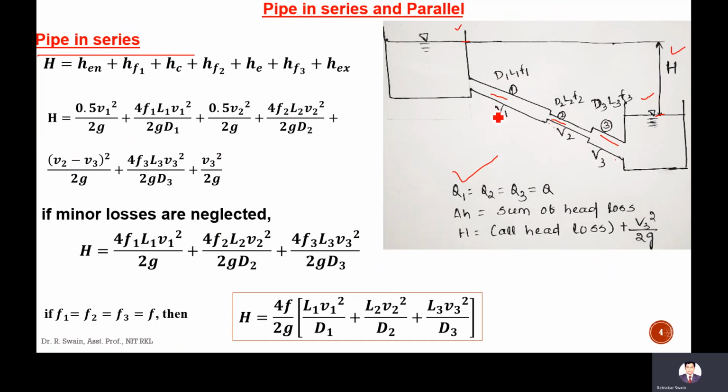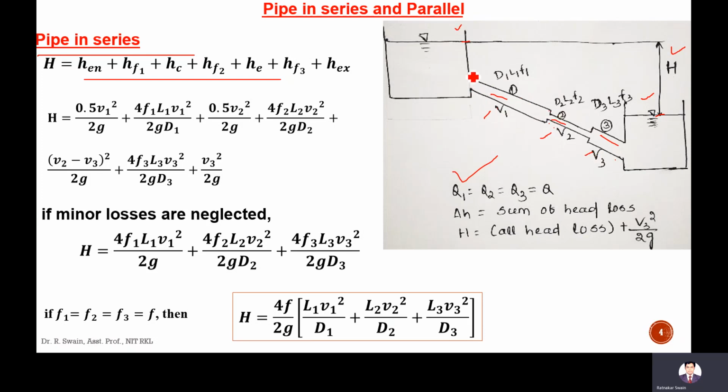The total energy head loss is equal to the summation of head loss of all the pipes. That means HL is equal to HL1 plus HL2 plus HL3. In series, the head loss is the summation of head loss of individual pipes, and the discharge remains constant in all pipes.